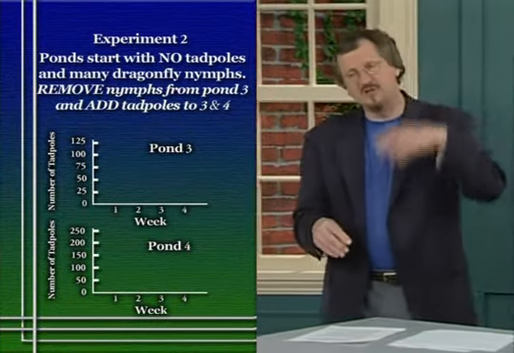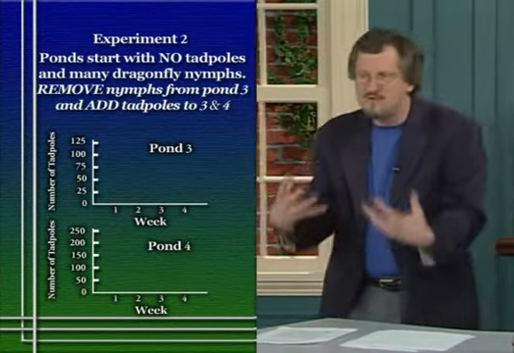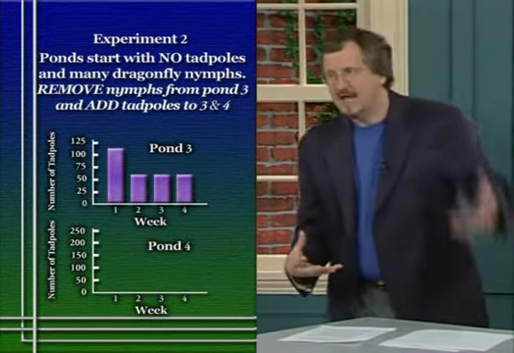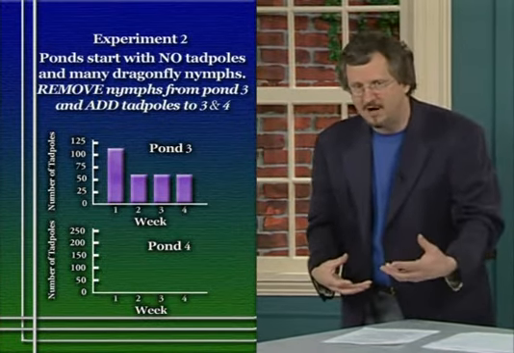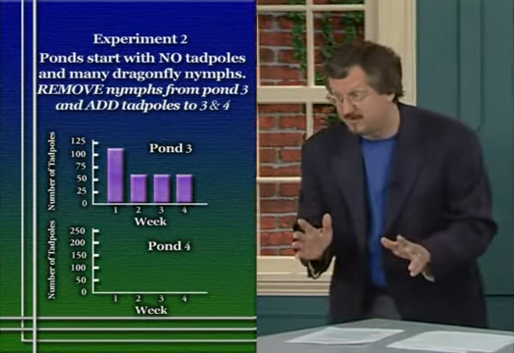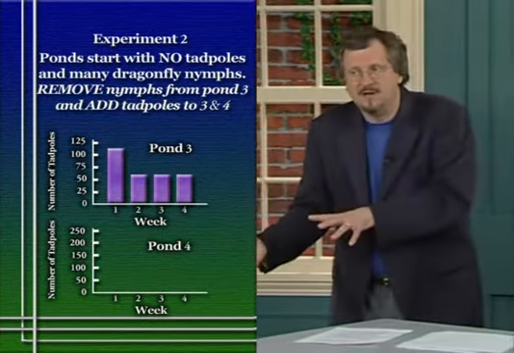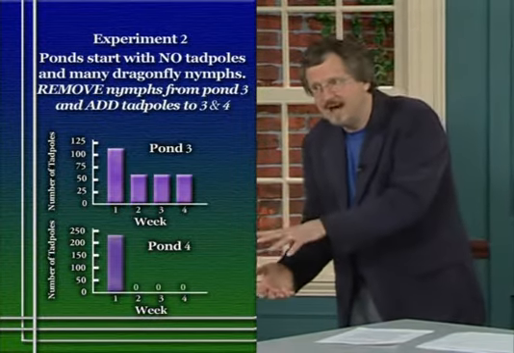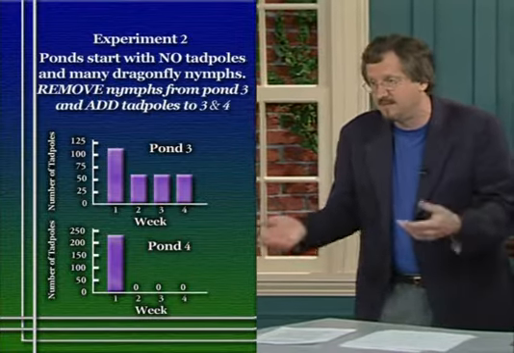Now what he did was, for one of these ponds, he actually would remove the dragonflies and add tadpoles. So now, after the manipulation, we've got a pond where there are no dragonflies, even though there were at the start, and now there are a bunch of tadpoles. To the second pond, what he did was just throw in tadpoles, leaving the dragonflies there. And he would throw in several hundreds of tadpoles in both of these cases.